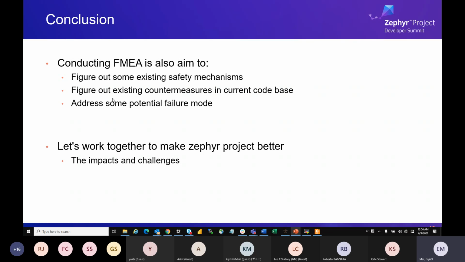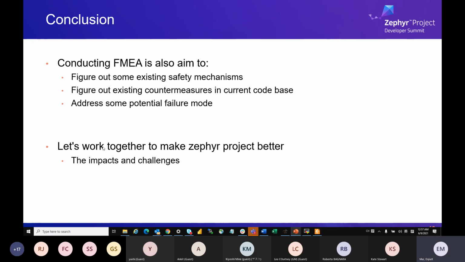And we also figure out the existing countermeasures in the current code base. In Zephyr, there are already many countermeasures in the current code base, and we will address some potential failure modes that still need to be addressed. For example, some hardware interfaces don't have a feedback mechanism. For example, if I try to configure the MPU, I don't know whether the MPU was programmed correctly or if it worked or not.